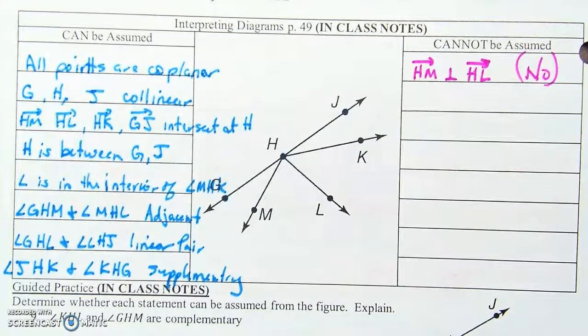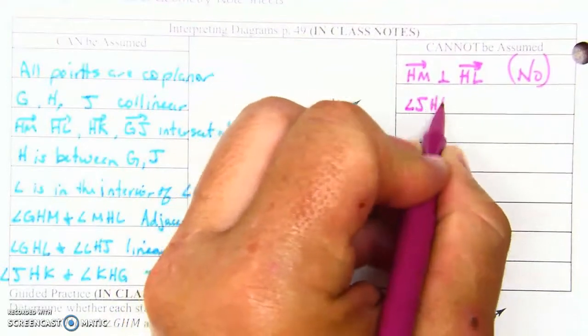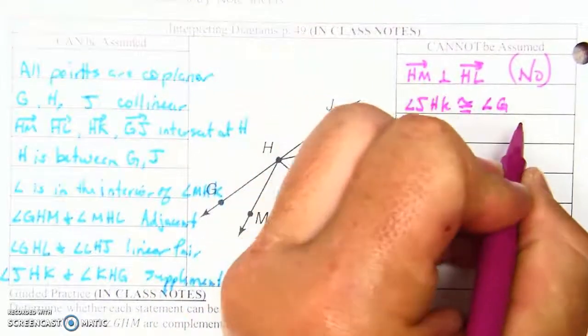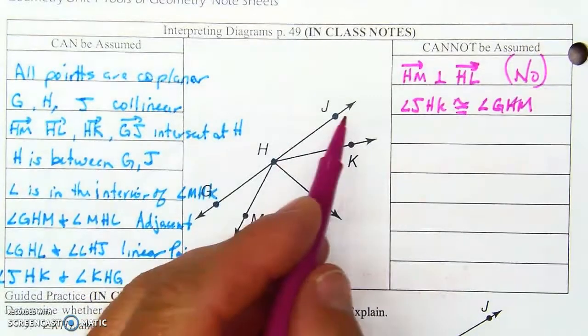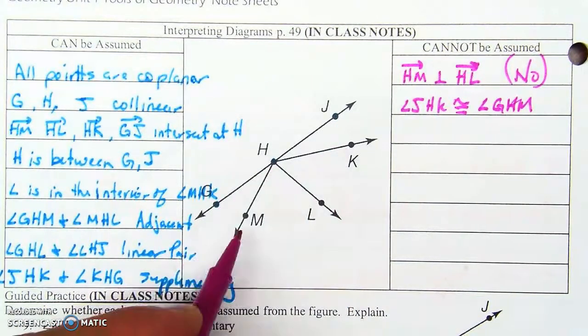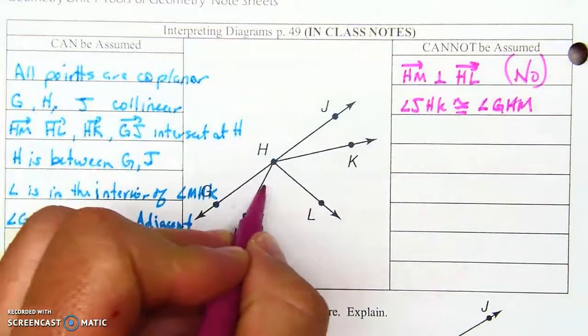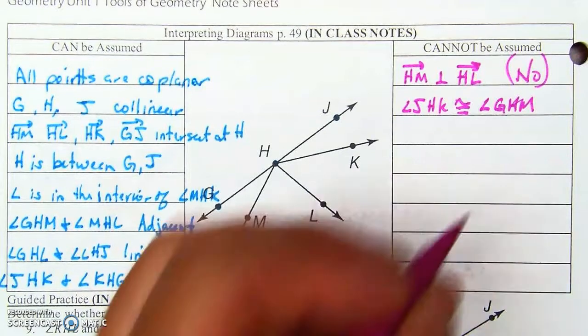Another thing we can't assume, and sometimes because we don't have the symbolisms in there, is that angle JHK is congruent to angle GHM. It kind of looks like they might be vertical angles, but we have no markings to indicate that they are congruent to each other in any way.